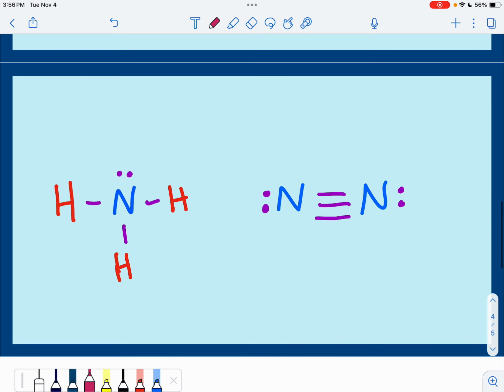Let's show some examples depicting this. So here you can see with ammonia that nitrogen has 3 single bonds with a hydrogen. So there's 1 bond, 2 bond, and 3 bond. So you can see where the 3 bonds come from.